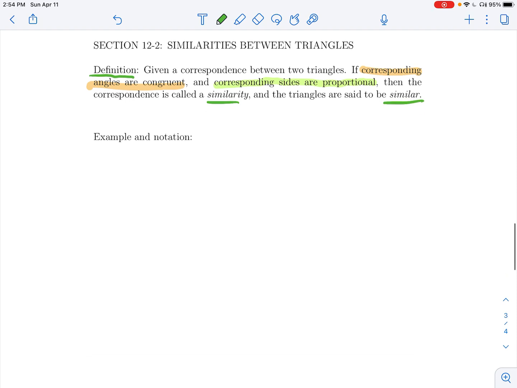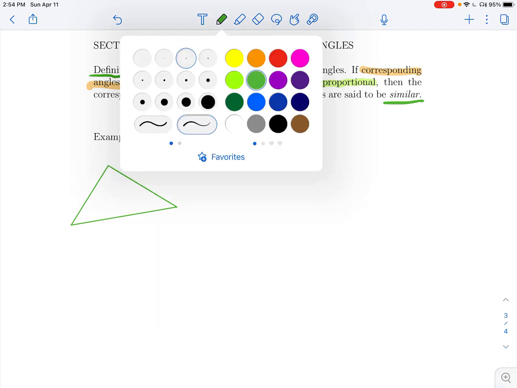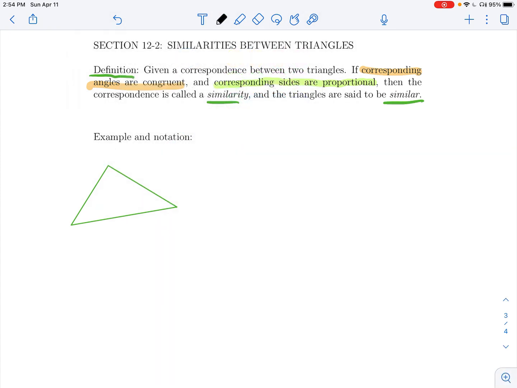So let me draw an example for you. Maybe I have a triangle like so. Let's make this one kind of small. And then I have a bigger version, but that appears to be generally the same size and shape. Now I'm going to draw them with similar orientation just so it's more obvious to see what's going on.